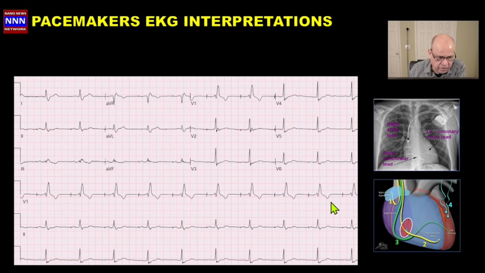Let's look at another electrocardiogram here. Again, we have an atrial spike here. So first of all, let's mark this atrial spike and see if we have a consistent PR interval. We do have a consistent PR interval.